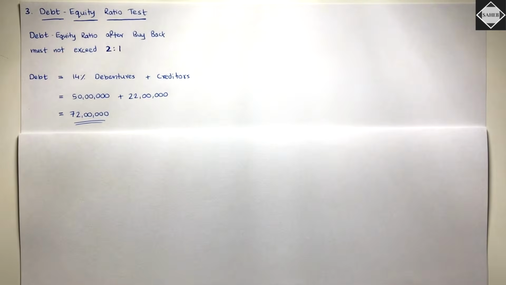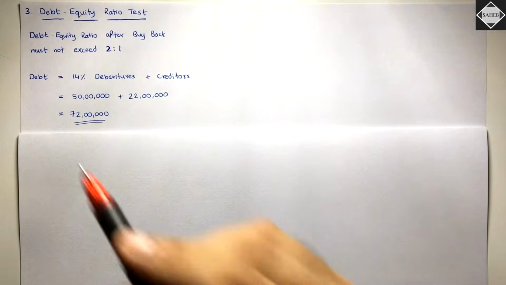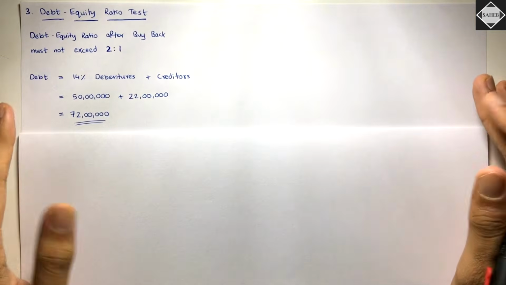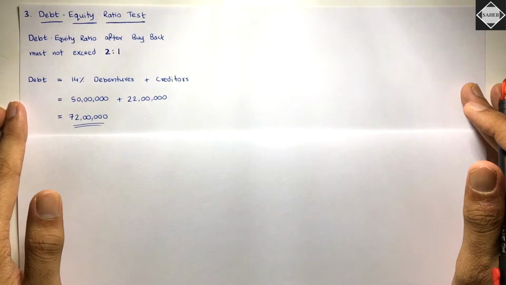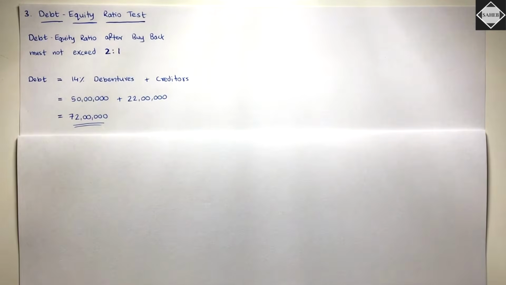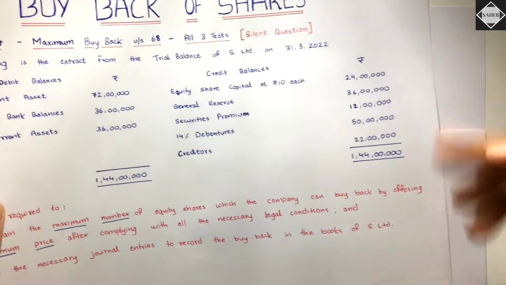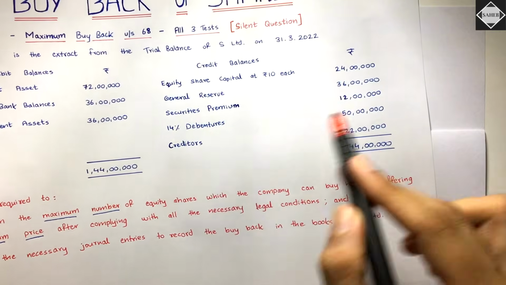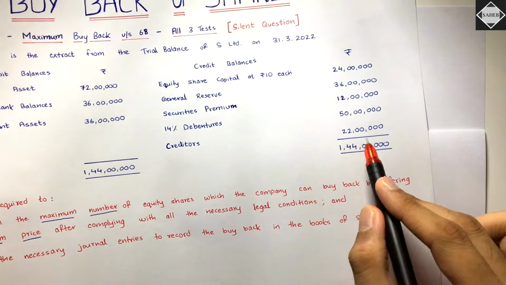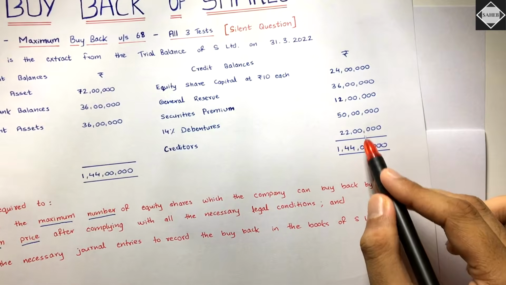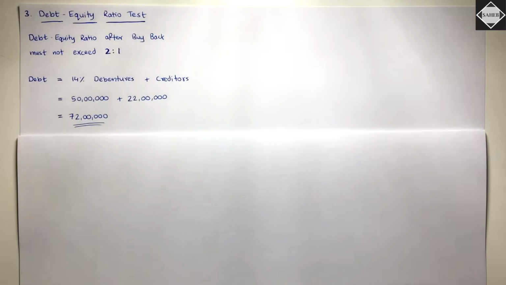The shortcut is very simple. See what you have to do. First you have to calculate the debt in your company, how much debt you have. So how will you do that? Just go to the balance sheet. In the question, you have two debts, right? 14% debentures, 50 lakhs, and creditors, 22 lakhs. So add those two together, 50 plus 22, that's 72 lakhs.